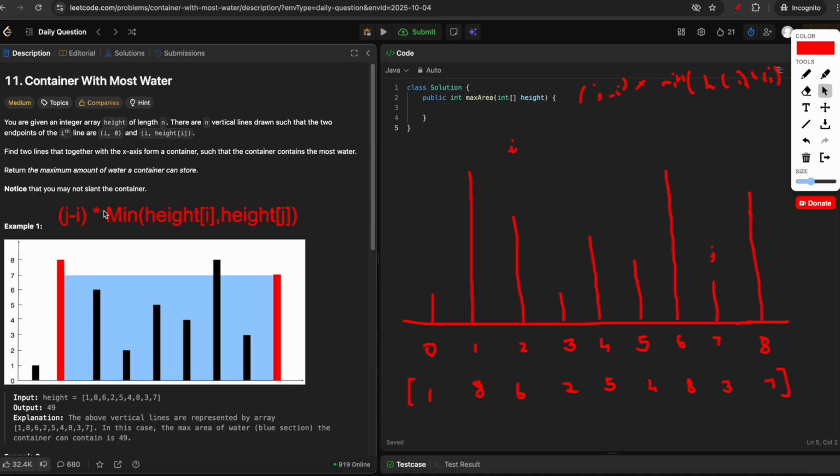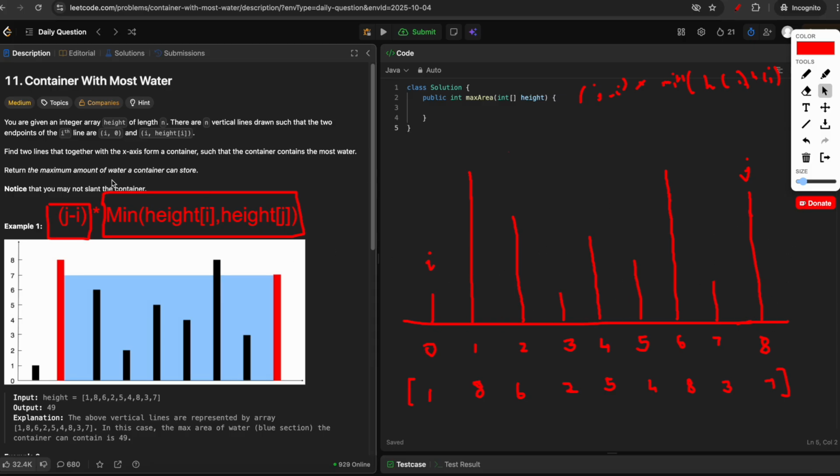If we look at the area formula, there are two terms. One is the width and the other is the height. Since we are trying to maximize the area, we want these two terms to be as large as possible. Let's see the first term. For us to have the maximum width, we can choose i and j as the extreme endpoints. We can have i here and we can have j here. By doing this, we will get the maximum width.